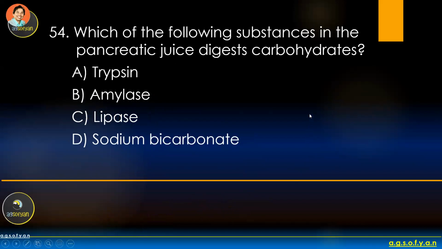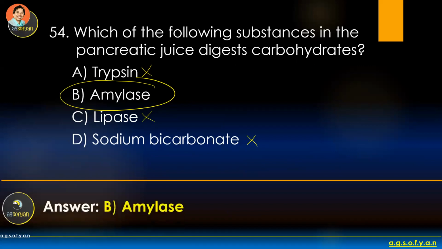Which of the following substances in the pancreatic juice digest carbohydrates? Okay, it should be easy. Trypsin is for protein, lipase for lipid. This is antacid. Then the answer will be amylase. This is the one that digests starch, or the amylum, or carbohydrates.